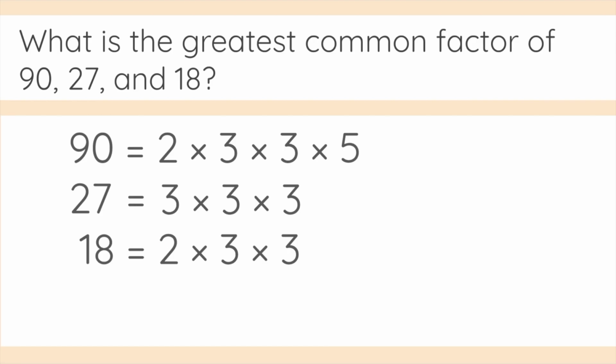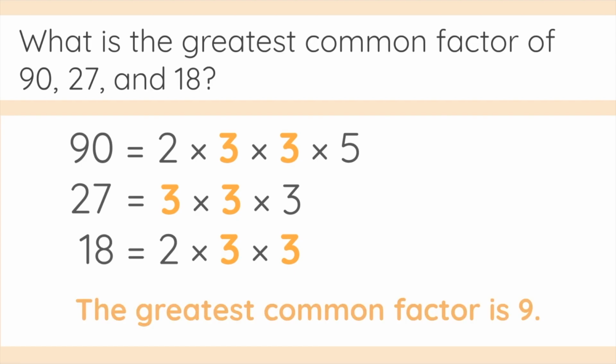Although 2 is a common factor of 90 and 18, it is not a factor of 27. Let's look at 3's next. 90 has 2 3's among its factors, 27 has 3 3's, and 18 has 2 3's. That means all of the numbers have 2 factors of 3 in common. There are no other factors in common, so the greatest common factor is 3 times 3, or 9.